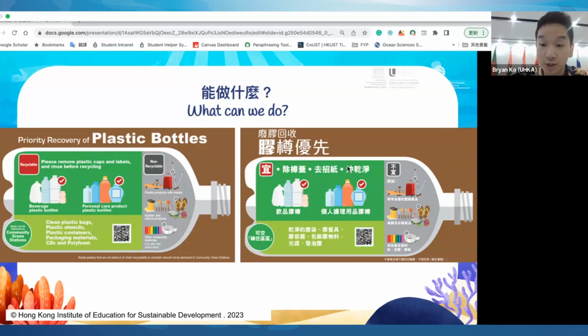And there are also other types of plastics which should not be dumped into the recycling bins, such as luggages, and also some, perhaps like plastic boots, that particular type of plastic which should not be dumped into the bins. Next slide.